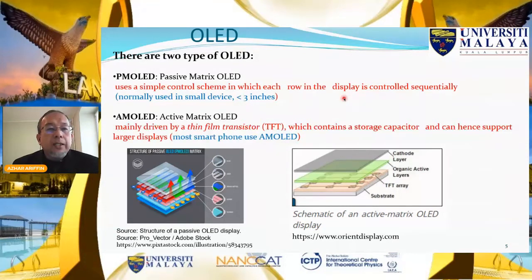The second type of OLED is called active matrix OLED, or in short, AMOLED. This AMOLED is widely used in smartphones. Most of our smartphones are using this AMOLED technology. For Samsung, for example, they call it Super AMOLED. And this is a simple schematic diagram showing the difference between PM OLED and AMOLED. On the left hand side here is a schematic diagram for the passive matrix OLED, how it works. And on the right hand side is an example of the active matrix OLED, for those who want to know in detail. This is how your digital display is made and how it works.